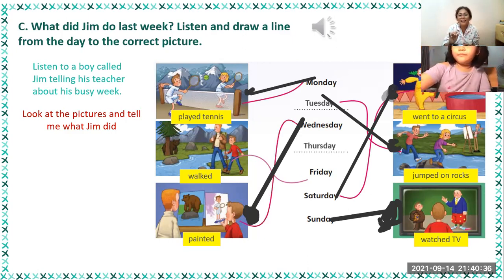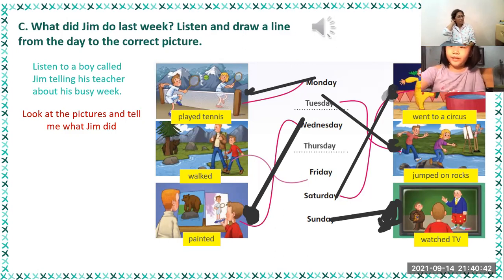Okay. Next, how about Wednesday? What did Jim do on Wednesday? I painted with my uncle. How about on Friday? What did Jim do on Friday? I went for a walk.